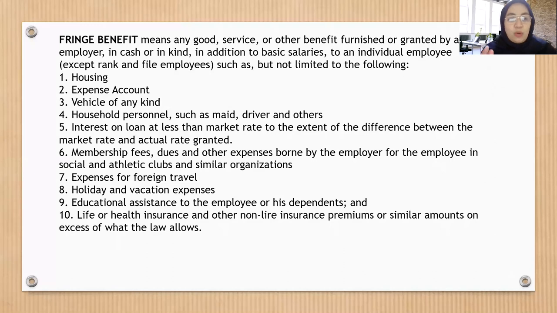So there is a whole list of fringe benefits provided by the employer in favor of his employee. Again, this will not include rank and file employees. So presumably managerial, supervisory employees have this fringe benefit. If the employer provides housing for the high-level employee, or groceries, or an expense account, or buys a vehicle for the employee, or provides maids or drivers, or gives the employee preferences on interest on loans, membership fees. So there are several manners in which a fringe benefit may be earned.